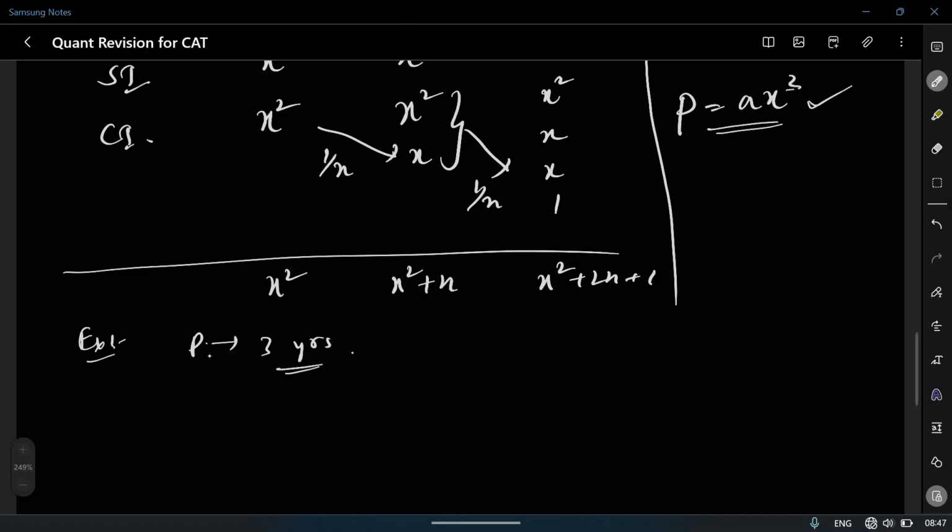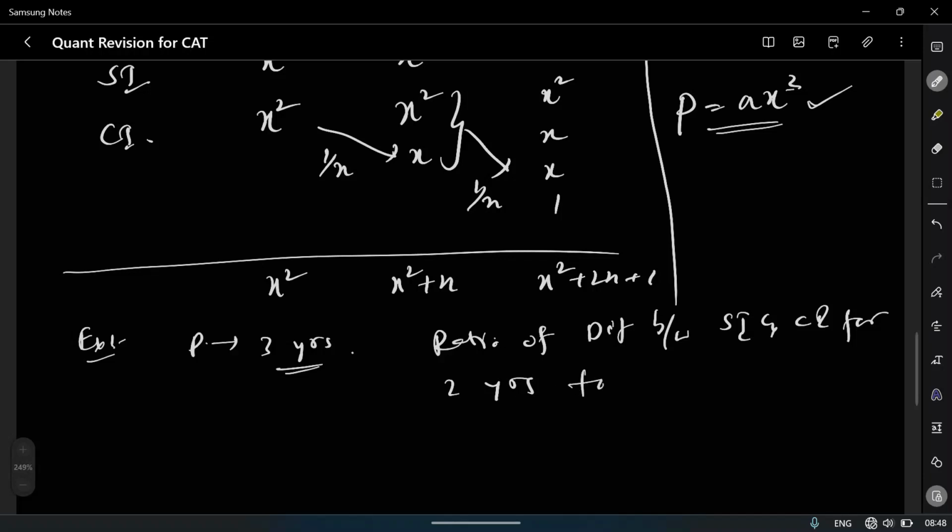Let us discuss with an example. Let us consider there is a principal amount of P which is compounded for 3 years. In the question, it is given that the ratio of the difference between simple interest and compound interest for 2 years to simple interest of first year equals 1 is to 10.